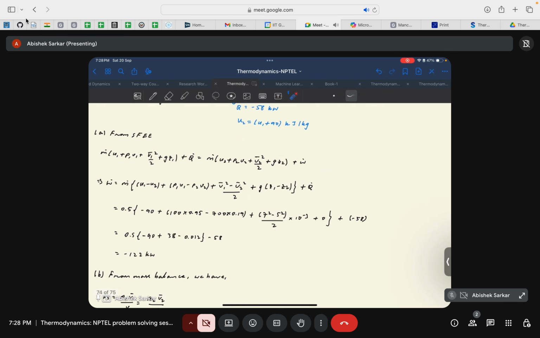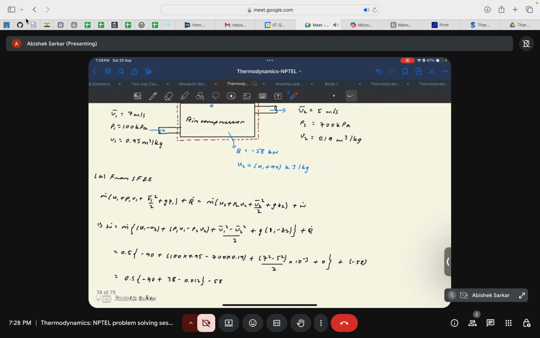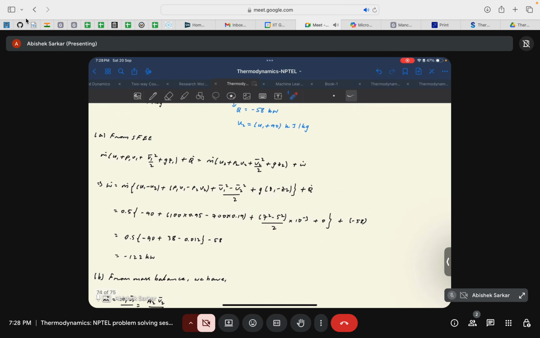With that, we start again with the complete form of the steady flow energy equation. Since there is only one inlet and one outlet, we can consider this equation and just neglect the summation part. If you rearrange this equation, you will have W equal to m dot times u1 minus u2 plus p1 v1 minus p2 v2 plus (v1 square minus v2 square) by 2 plus g(z1 minus z2) plus q. I'm just reading out the terms here, rearranging them so that I can separate out the work interaction.